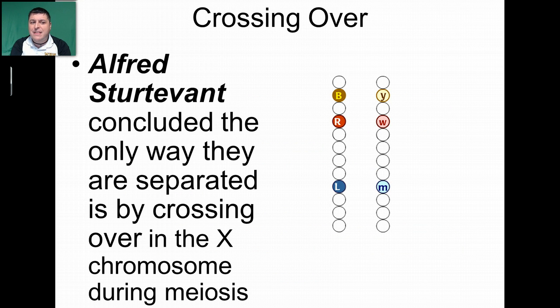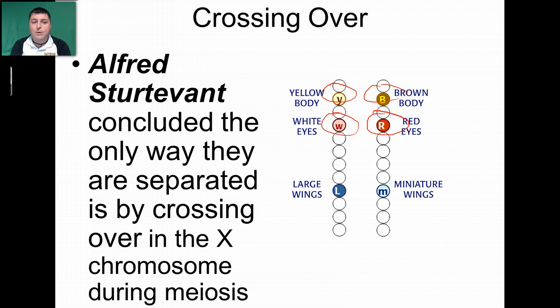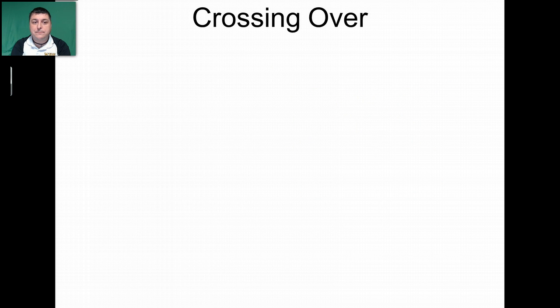He concluded that the only way that the brown and the yellow could separate from, say, the red and the white-eyed trait would be through crossing over. So when those alleles cross over, we'll get brand new combinations. So that brown body could be inherited with red eyes, and that yellow body could be inherited with white eyes.